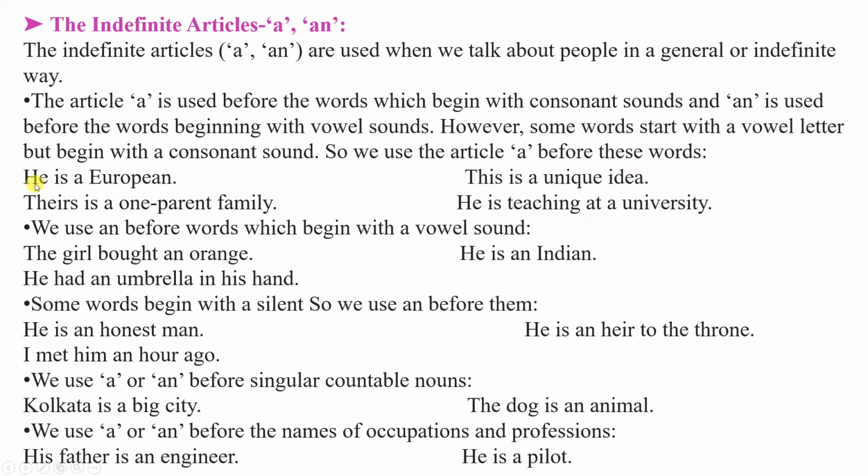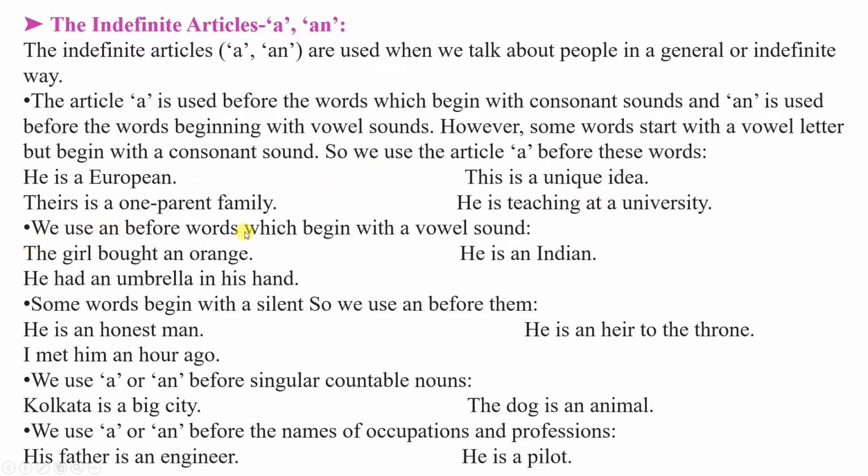For example, he is a European. This is a unique. Okay, because here the y consonant is pronounced. Okay, there is a one parent family. He is teaching at a university. Okay?